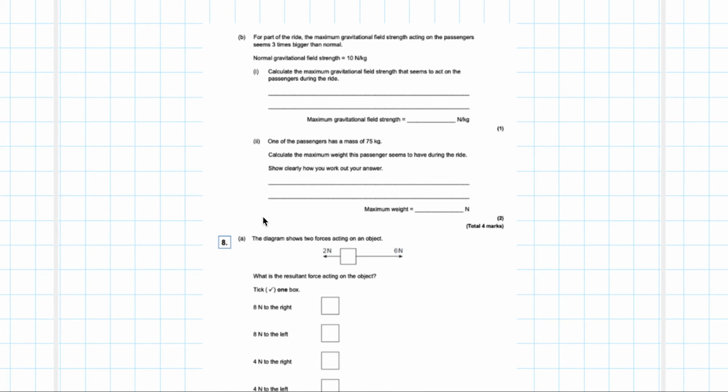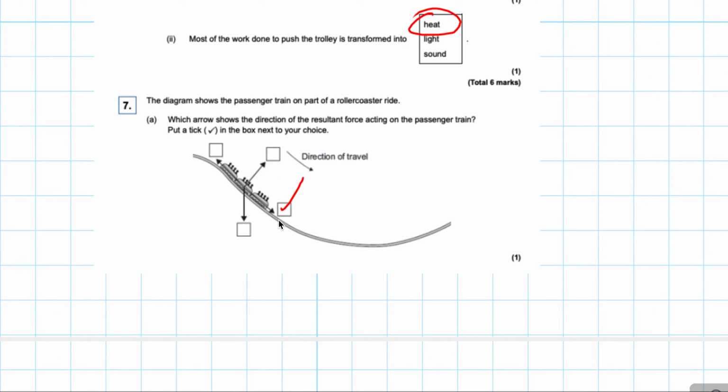For part 3, the maximum gravitational force strength acting on the passengers. The reason why, by the way, the force is in this direction is that you have a friction force. So if you look at the forces acting on it, you have the weight that goes down, but then you also have a reaction force, and you have the friction force that goes in this direction. If you combine the directions of these forces together, it gives the final resultant force, which is in this direction. It's in between R and W.